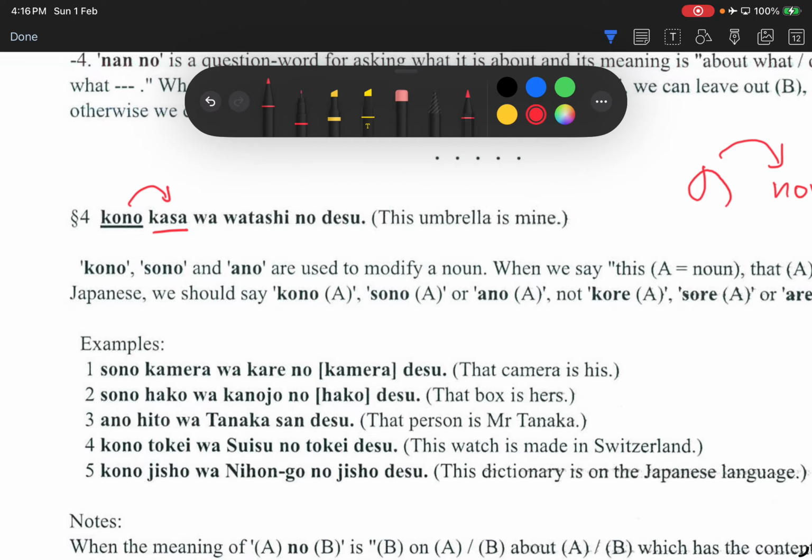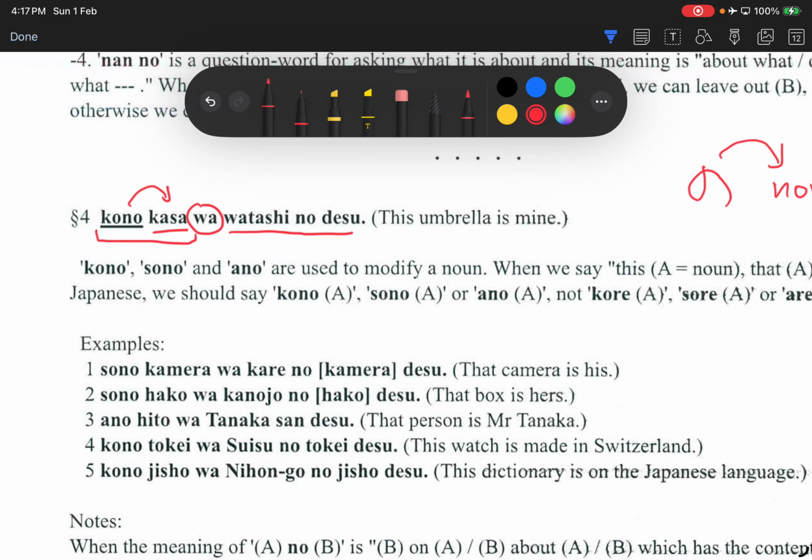この傘は私のです. Right? So this は is our subject particle. So what is the subject here? The subject here is この傘, this umbrella. So this entire sentence is about this particular umbrella. What about the umbrella? 私のです. So 私の means mine, right? So this umbrella is mine.